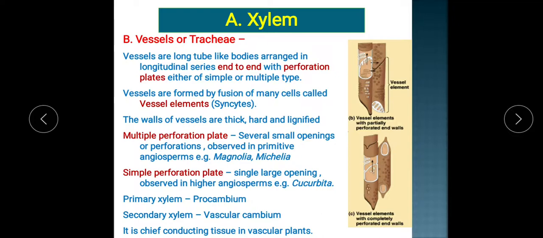The vessels originate in the primary xylem from procambium, while in secondary xylem, the vessel elements originate from the vascular cambium. And these vessels or tracheids are the chief conducting tissue in the vascular plants. Along with the tracheids, vessels mainly conduct water and minerals.